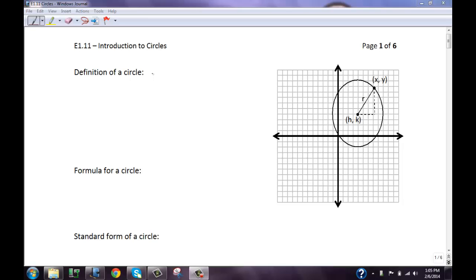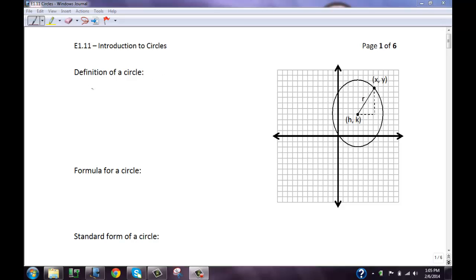All right, so this is E1.11, which is our introduction to circles. We're going to go through how to write the standard form of a circle, and then show how we're going to use it in different ways. Okay, so the first thing we need to know is the definition of a circle.